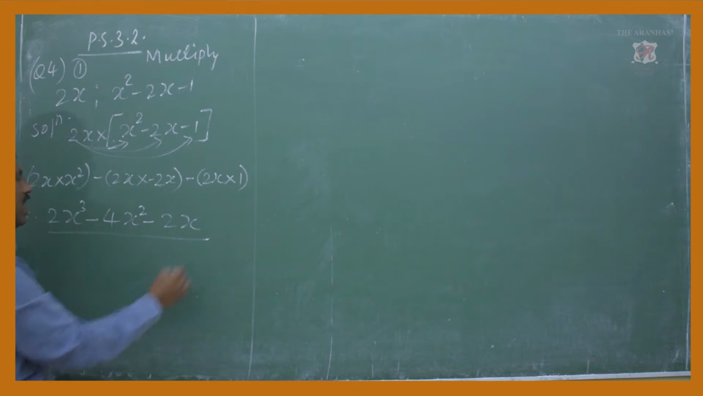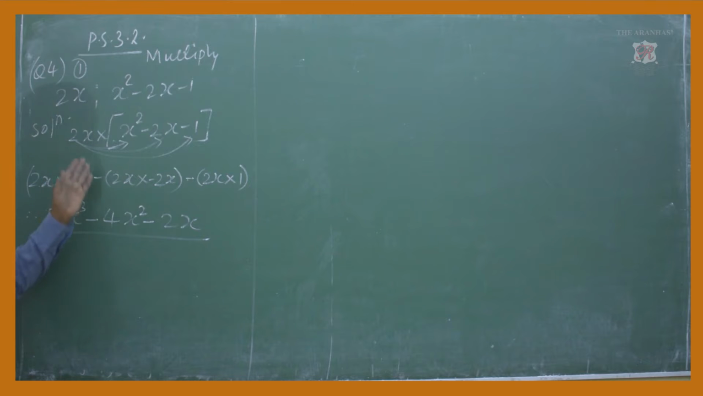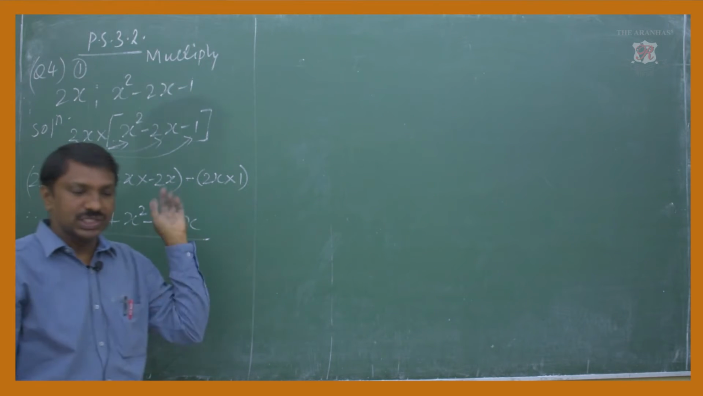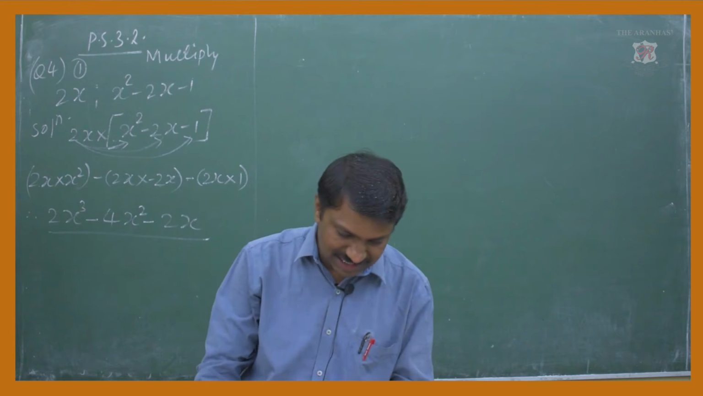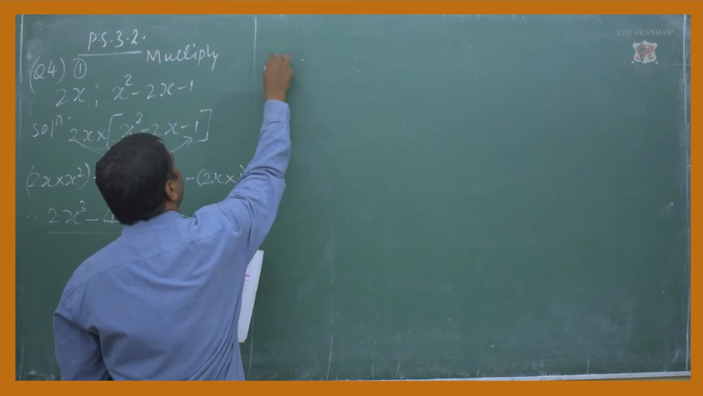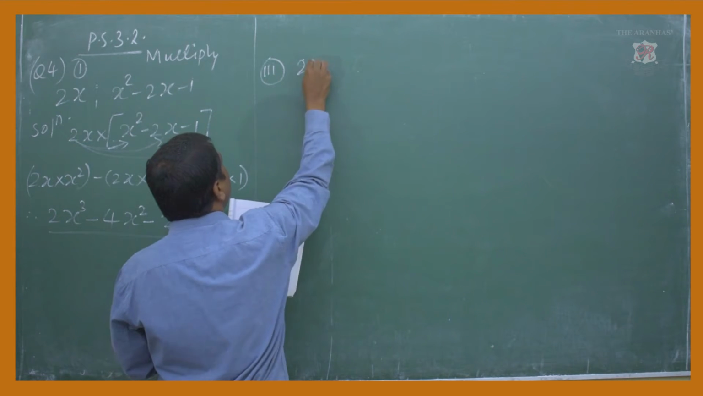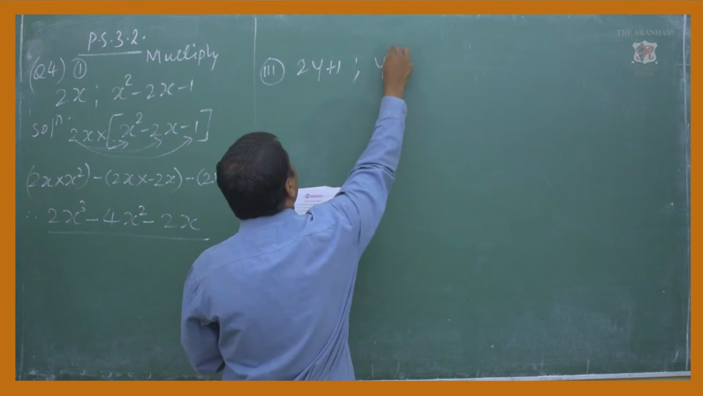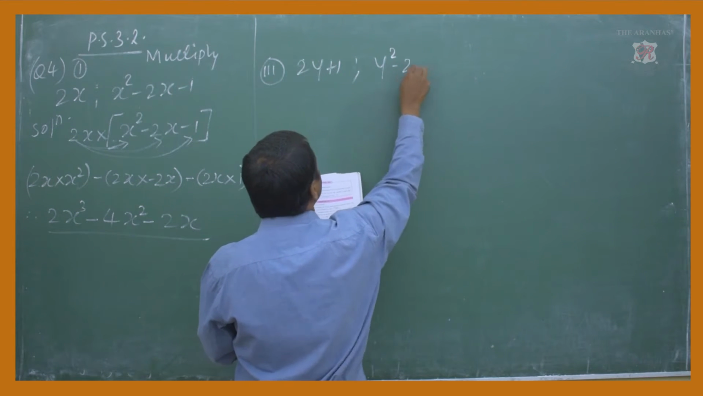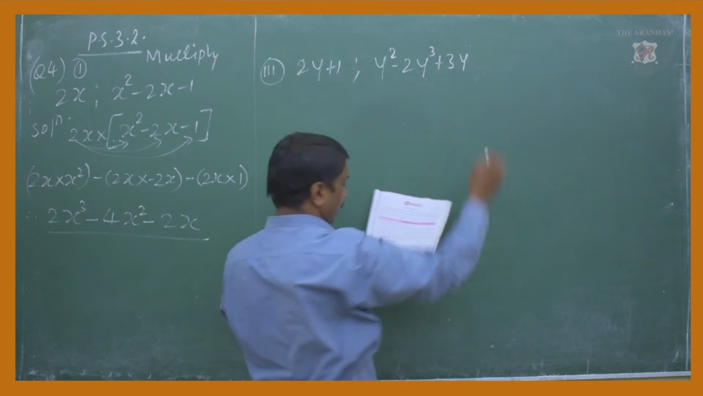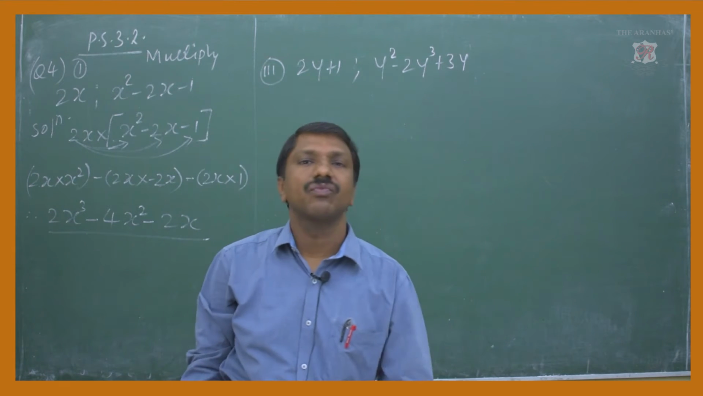See here, this part you already studied, and here we did horizontal multiplication. One more example I will show you. This was the monomial. Now next we will see a binomial. Question number 3 I will show you. So in question number 3 we have 2y plus 1 to multiply with y square minus 2y raised to 3 plus 3y. Okay, let us see children now.